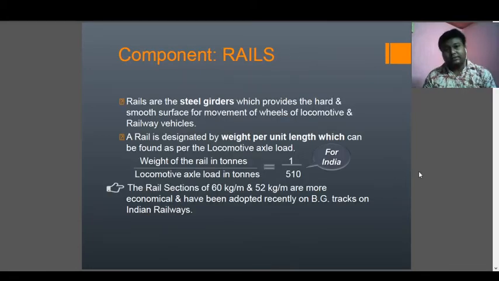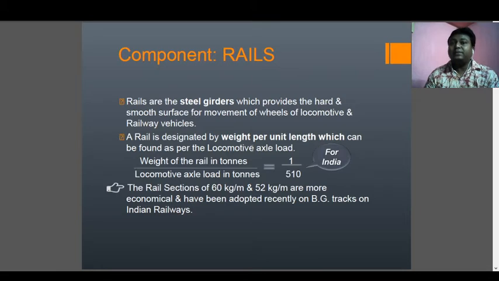Next is the components of the rails. What are the various components of the rails? Rails are steel girders which provide a hard and smooth surface for the movement of the wheels of locomotives and railway vehicles. A rail is designated by weight per unit length, which can be found as per the locomotive axle load. It means the rail is basically designed based on the total load that comes upon it.